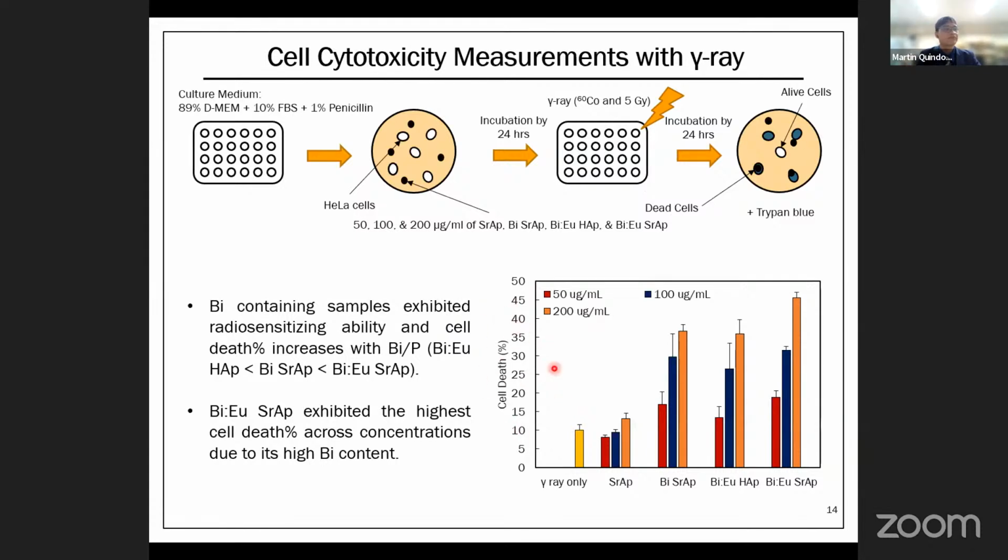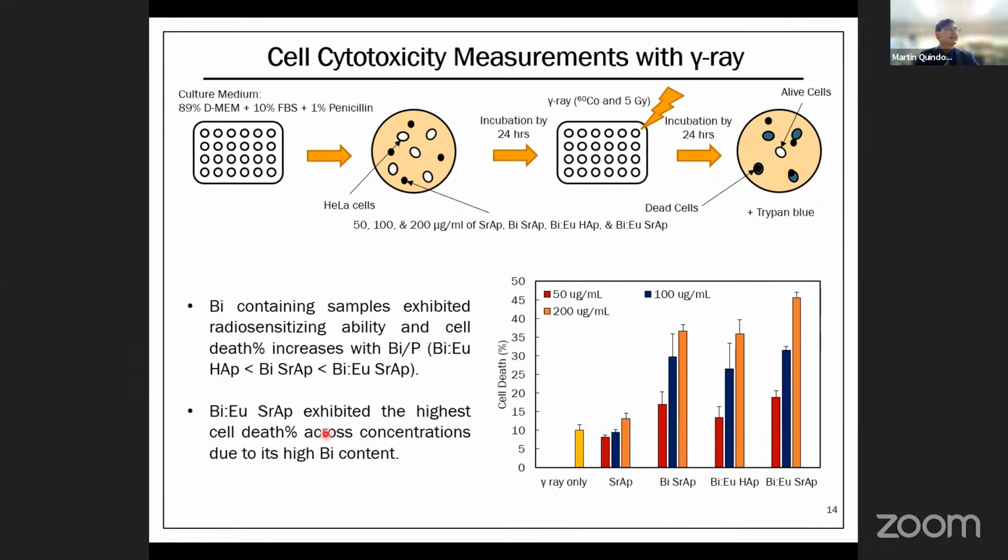So rather than showing the cell viability, I'll be showing the cell death percent. And we can see that all samples containing bismuth exhibited radiosensitizing ability because their cell death percentage is significantly greater than the gamma ray radiation only sample. And we see that the cell death percentage, and therefore the radiosensitizing ability, increases with the BI content, because BIEU strontium apatite has a larger bismuth content. It has the largest cell death percentage and therefore the largest radiosensitizing ability.